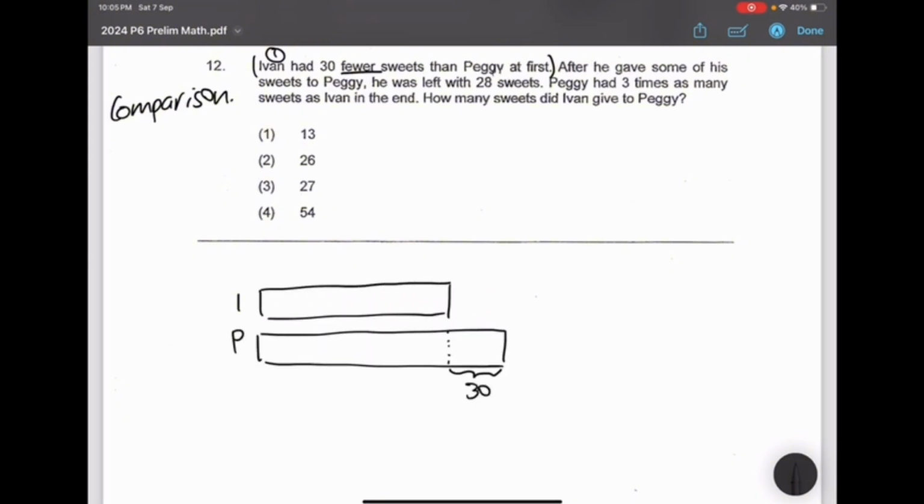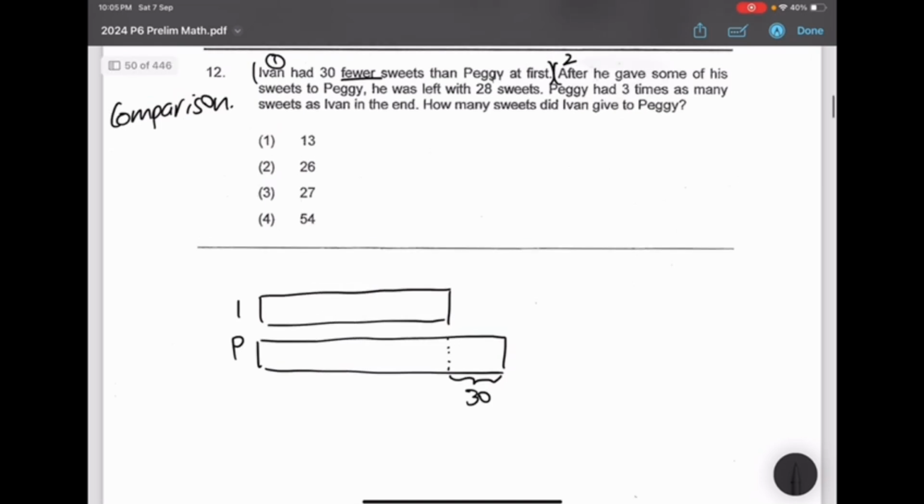Alright, moving on. We're going to read sentence number 2. It says that after he gave some of his sweets to Peggy, he was left with 28 sweets. So some of these is going to go to Peggy over here. So after giving some to Peggy, what he was left with is 28 sweets. That is sentence number 2.